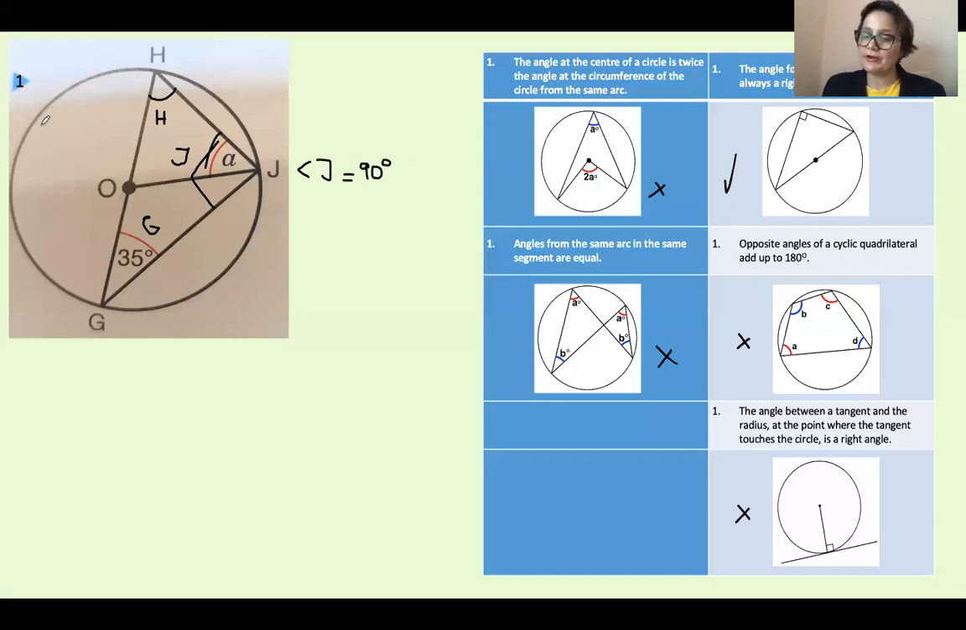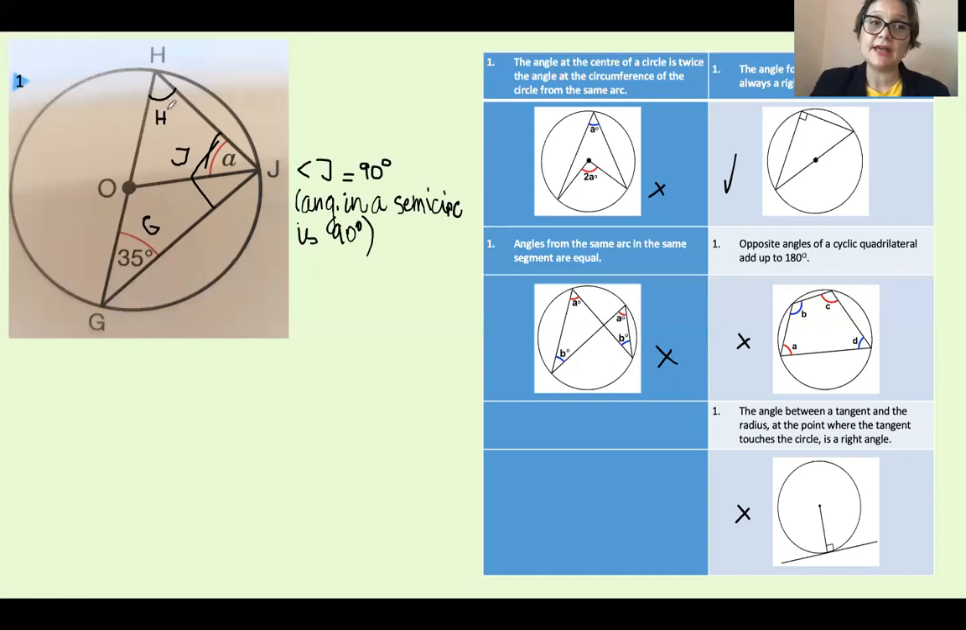And this is from the theorem. You must use the theorem. So there you go. In brackets, write down the reason. You don't have to write the whole theorem. So, okay, angle in a semicircle is 90 degrees, just like that. So this one is 90 degrees.